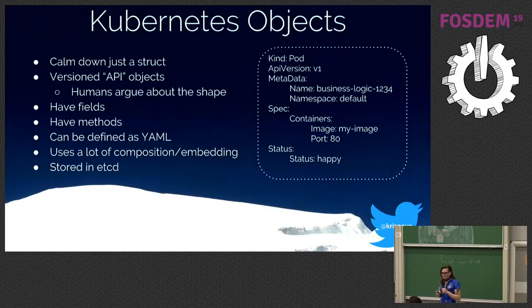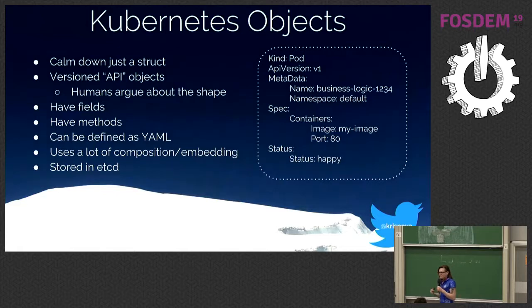OK, so here's what a Kubernetes object is. OK, so first off, everybody calm down. It's literally just a struct in code. But for some reason, we've been calling it objects for the past 5 years. So that's what all the documentation says, and that's what's littered throughout our code base. These things are exciting because they're versioned API objects.